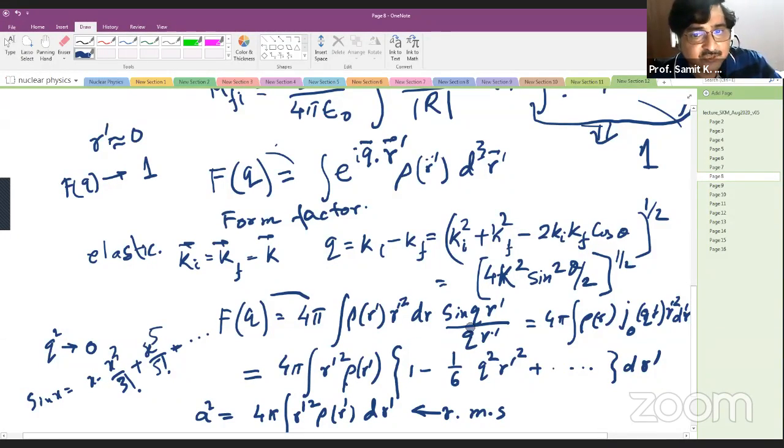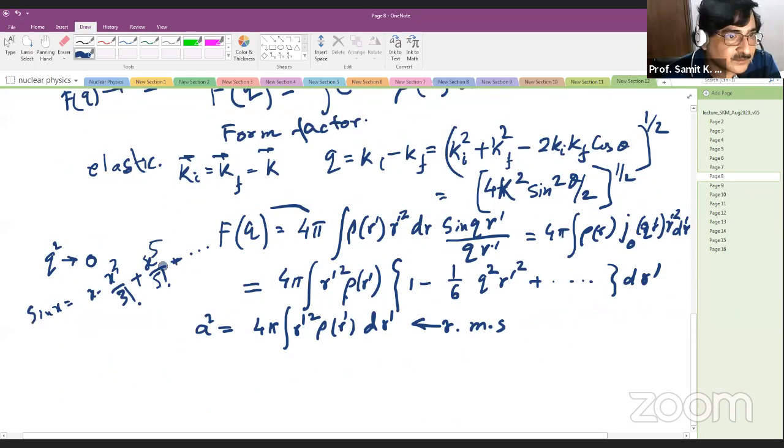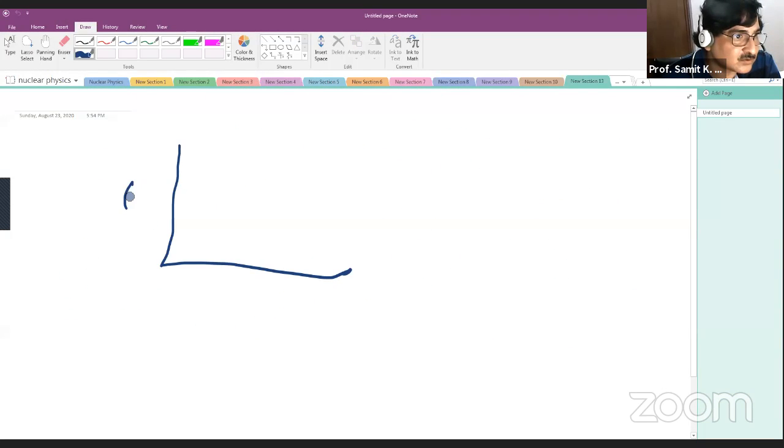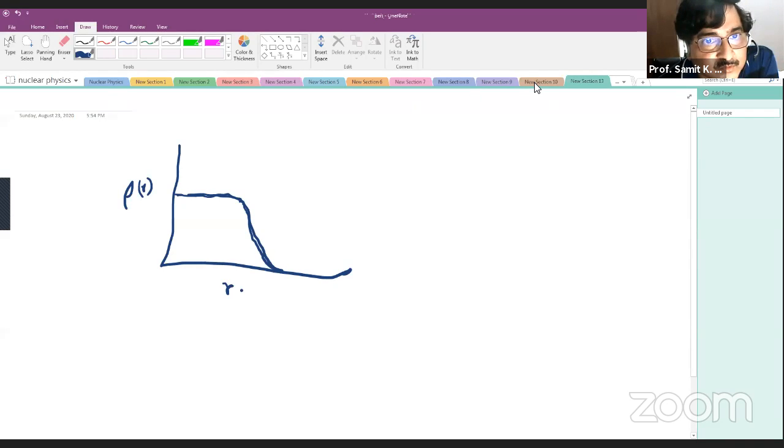So how does this charge distribution look like? The charge distribution generally looks like this if we plot it: this is rho r versus r. The charge distribution from electron scattering you can get is this type of distribution. You have some flat, saturated edge here, and after that it goes smoothly down. Some of the experimental results I can show you here.